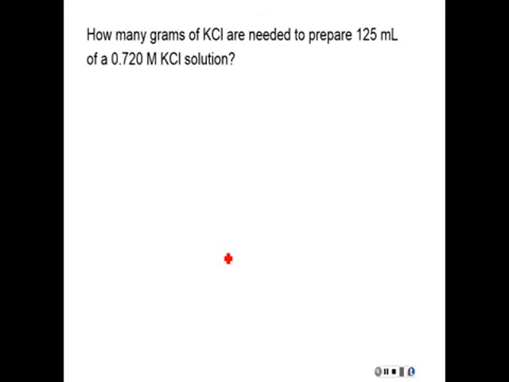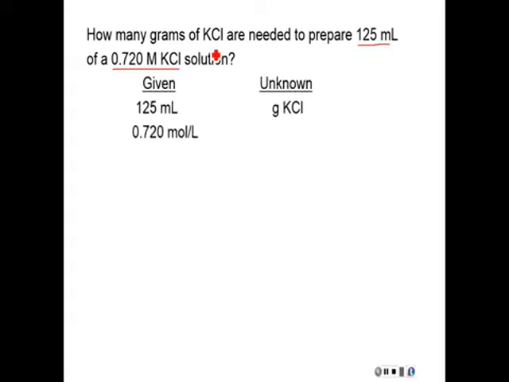Now here's a question that's an application of the molarity formula. What if I have a certain volume of a solution, in this case it's 125 milliliters, and I know what the molarity is, it's 0.720 molar KCl. And I want to know how many grams of KCl are dissolved in it. So I copy out the given information. Now in order to get grams of KCl, I'm going to have to find moles, because I can go from moles to grams at the end. I have liters in my molarity formula, and this is milliliters. So I'm going to have to convert milliliters to liters here.